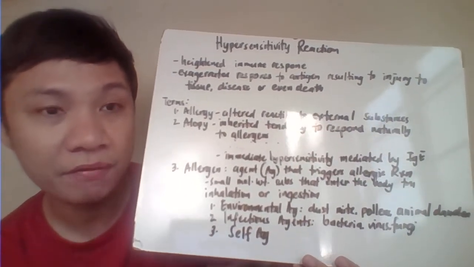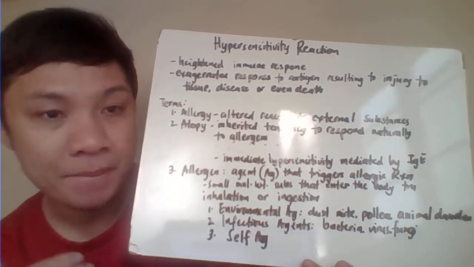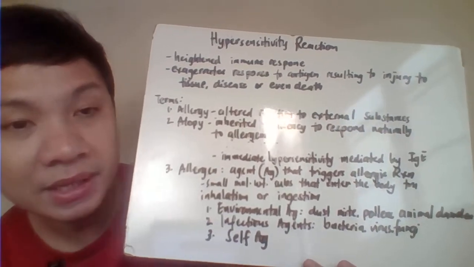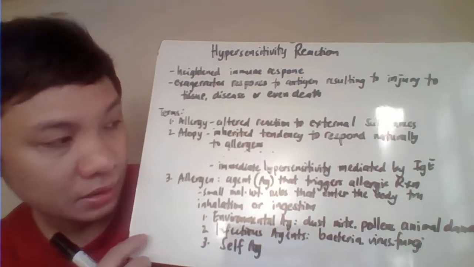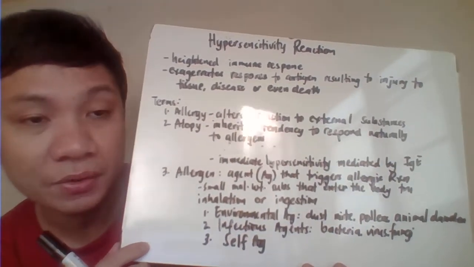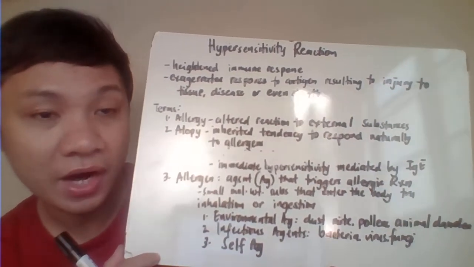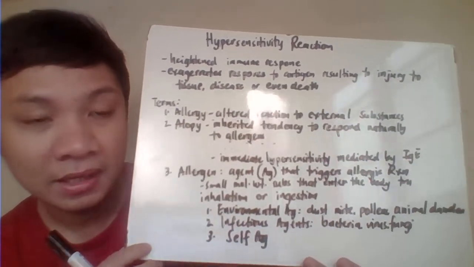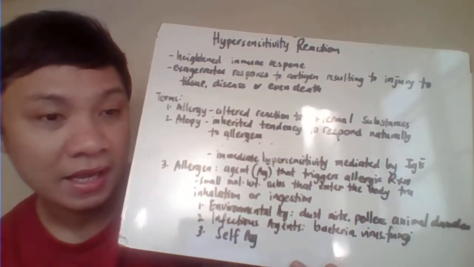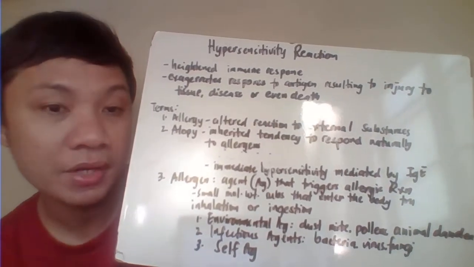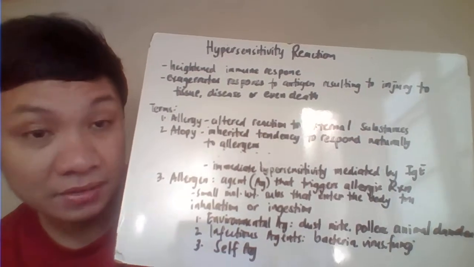It's because of your human leukocyte antigen, which is responsible for influencing our genetic tendency to respond to your allergen. So we also have the term allergen. An allergen is the offending antigen that tries to trigger our allergic reaction. The allergen may enter your body through your respiratory tract by inhalation or through the gastrointestinal tract by ingestion.